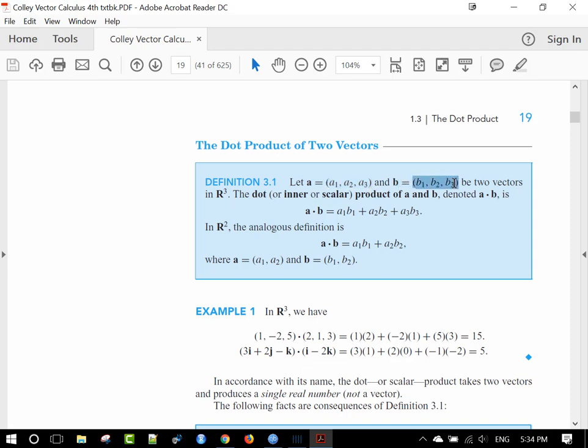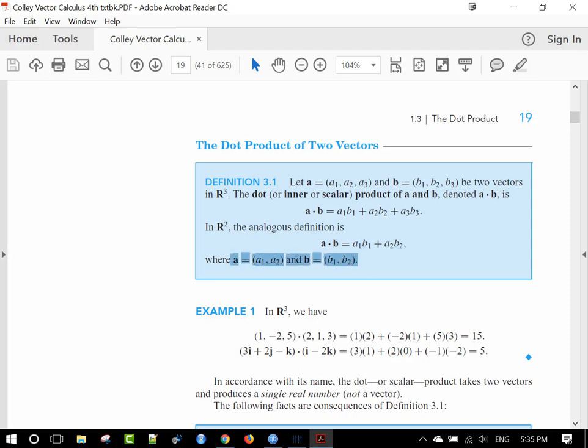So what do we mean by this dot product, A dot B? We mean take A1 times B1, and then also take A2 times B2, and then also take A3 times B3, and add these three up. So that's what we mean by the dot product of these two vectors. And in R2, you wouldn't have this extra term there, so you just have this part. That's when A and B are like that.